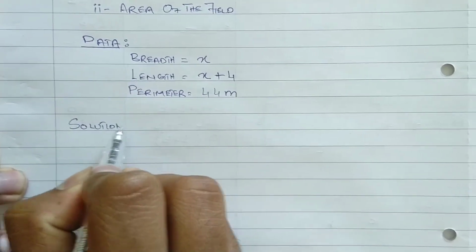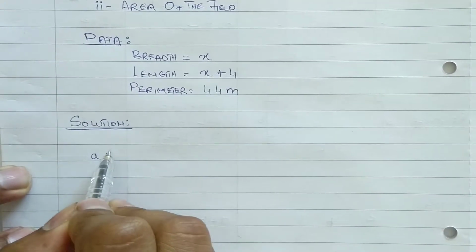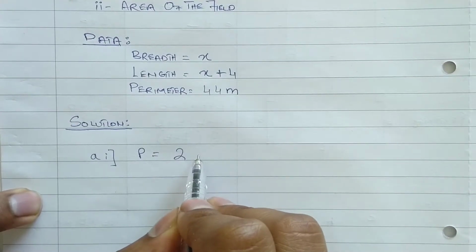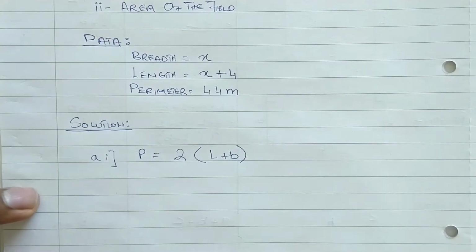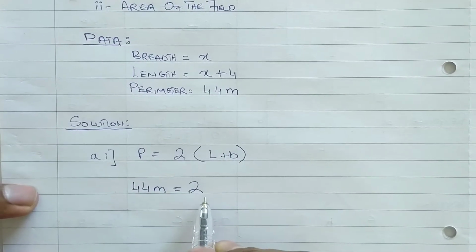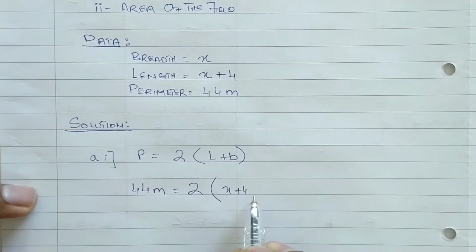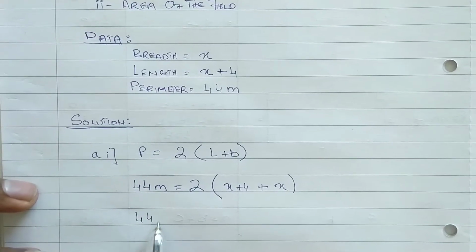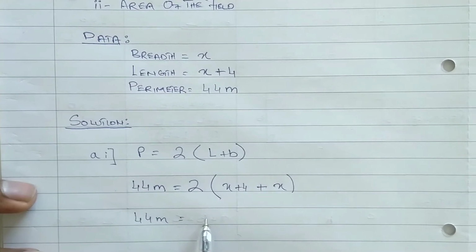To calculate the breadth, we'll use the perimeter formula. The formula for perimeter of a rectangle is 2 multiplied by length plus breadth. We know the perimeter is 44 meters, 2 as per the formula. We know the length is x plus 4 and the breadth is x. We need to solve this equation to calculate the value of x, that is the breadth.